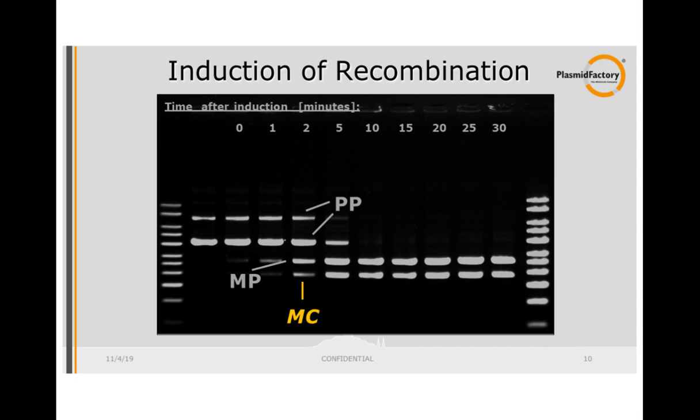As you can see in the next slide, we start an induction at point 0. Before point 0, we have a lower and a higher band. This is a monomer and a dimer.